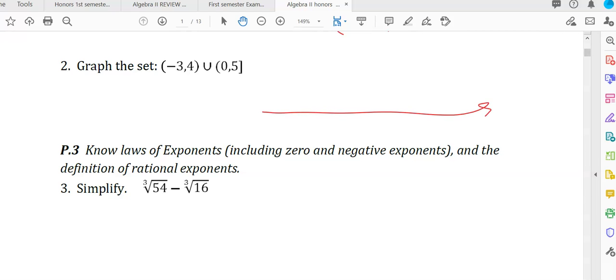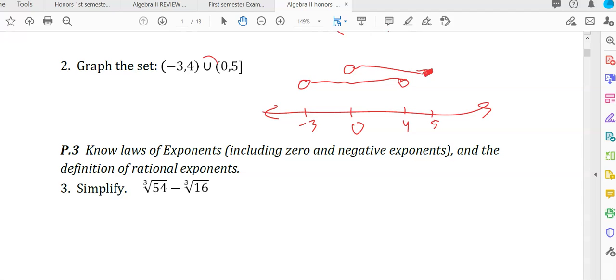Graph the set. So if you have it ordered like a number line, let's kind of put some of these values there. Negative 3, 0, 4, and 5. So if I think up above for a second, from 0 to 5, something like that, closed circle. From negative 3 to 4, something like this, open circle.